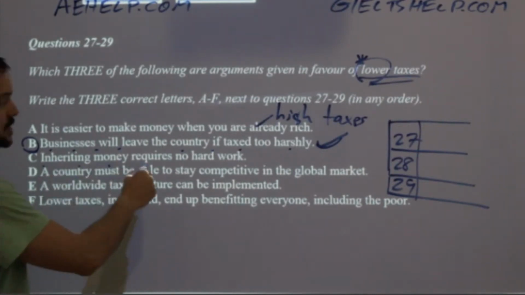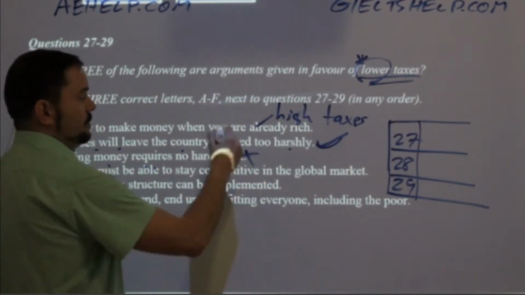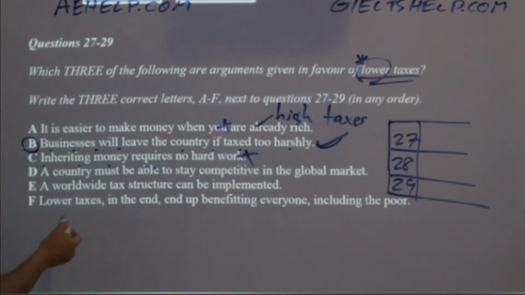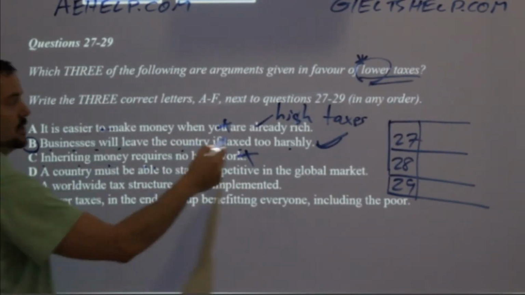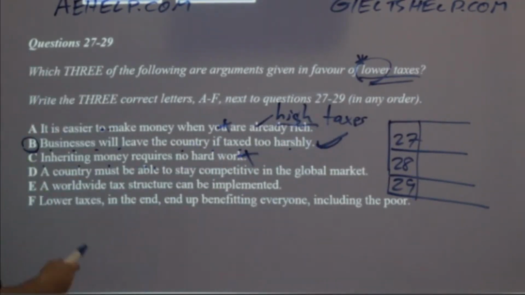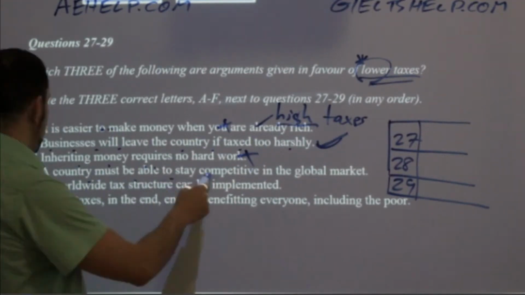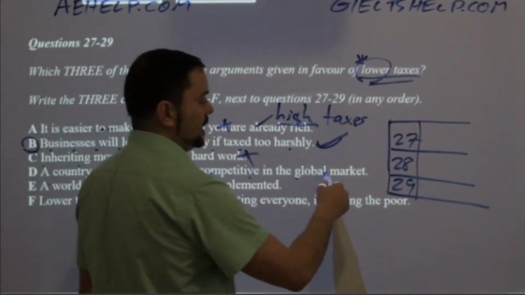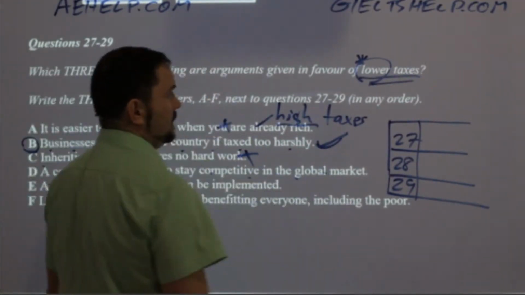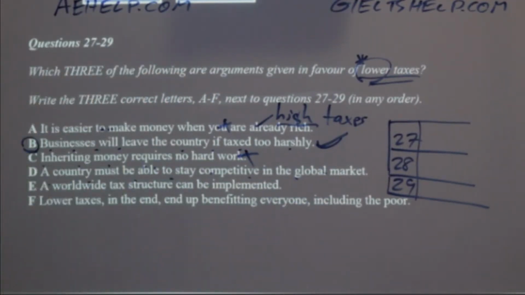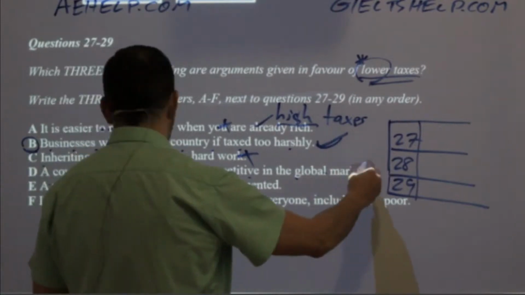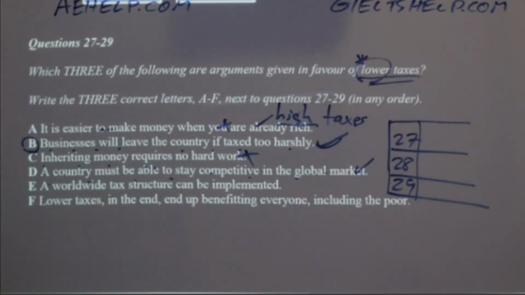Inheriting money requires no hard work. They don't talk about that, okay? This one they only talk about when they talk about higher taxes. A country must be able to stay competitive in the global market. So if they have lower taxes, then they can be more competitive. They talk about that. So that is a correct answer. Okay.